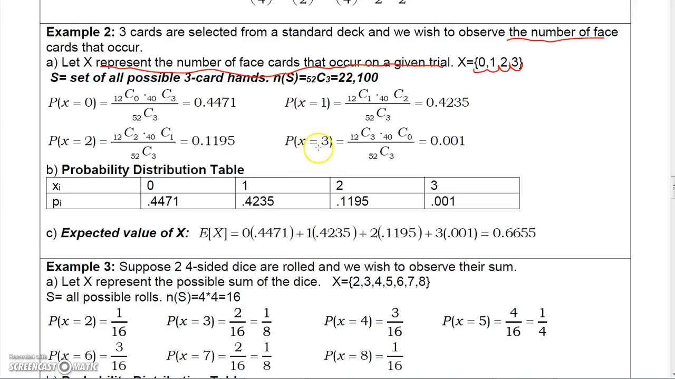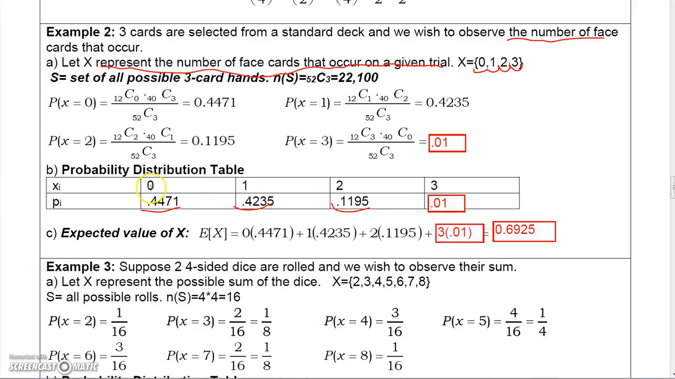And then finally, the probability of 3 face cards is 12 choose 3, times 40 choose 0, over 52 choose 3. I had a little math error here I had to correct. So this is actually 0.01, not 0.001. Now, we know that the possible x values are 0, 1, 2, and 3. And from up here, we get the corresponding probabilities. So we just put 0.4471 here, 0.4235 here, 0.1195 here, and 0.01.